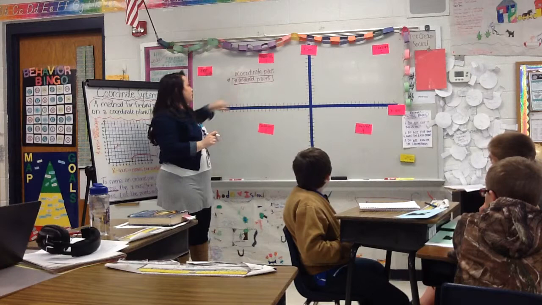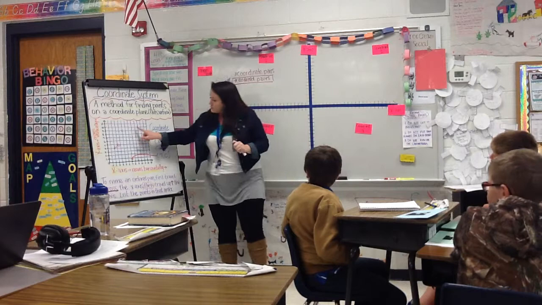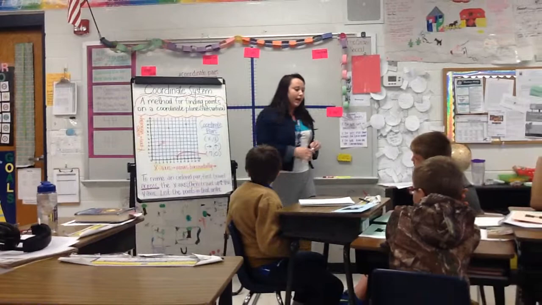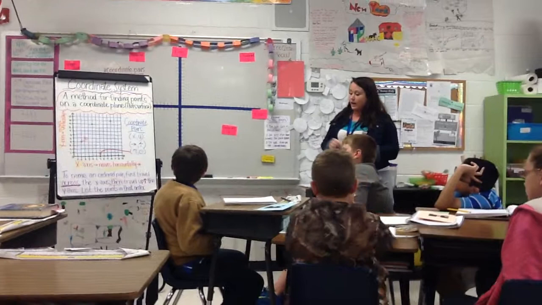So we have some points plotted already, and I've made an example right here for you all, and I'll move it up so you can see it. And before we actually name these points, I'm going to go over how we name them. To name an ordered pair, first travel across the x-axis, then travel up the y-axis. List the points in that order.